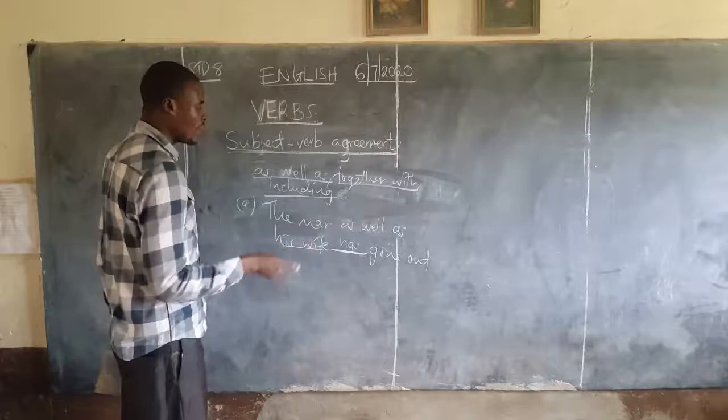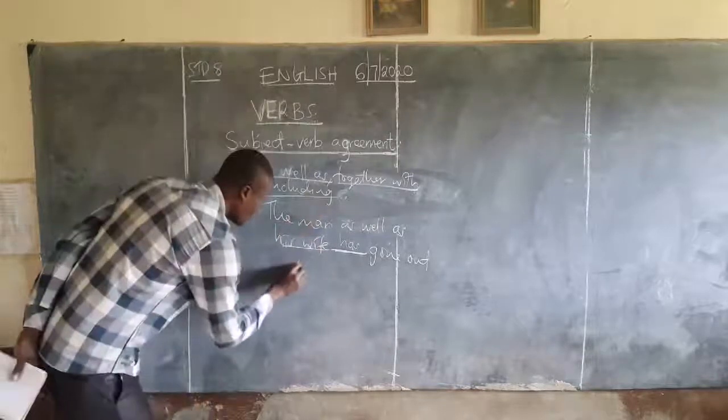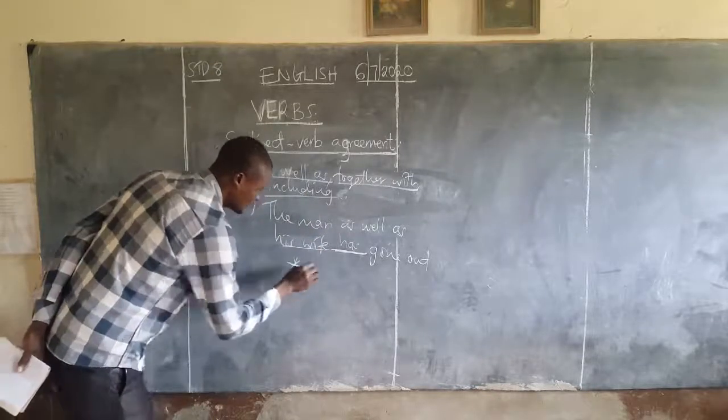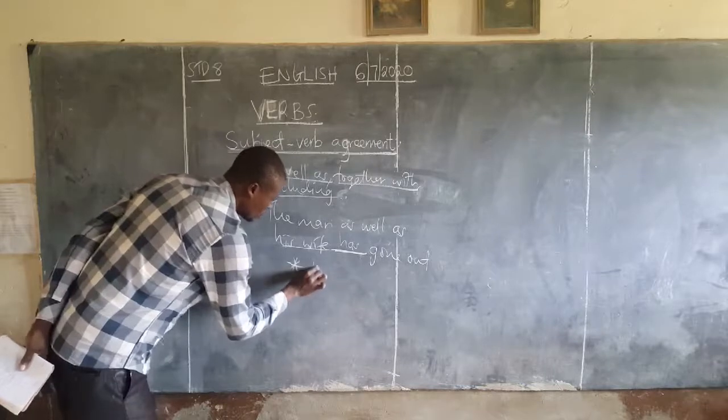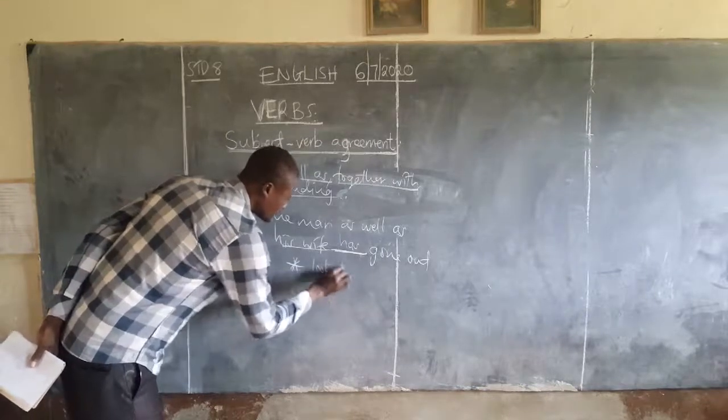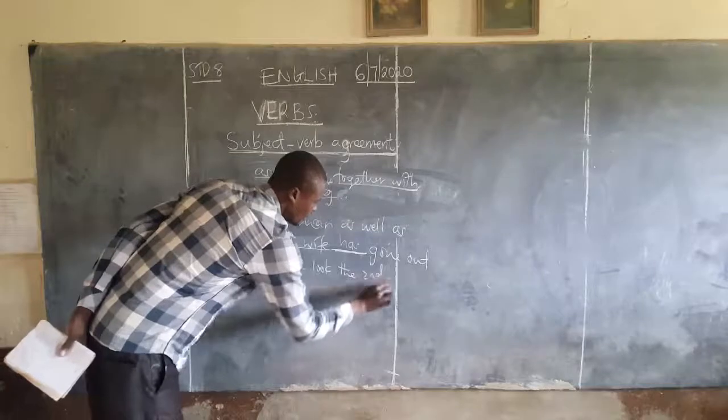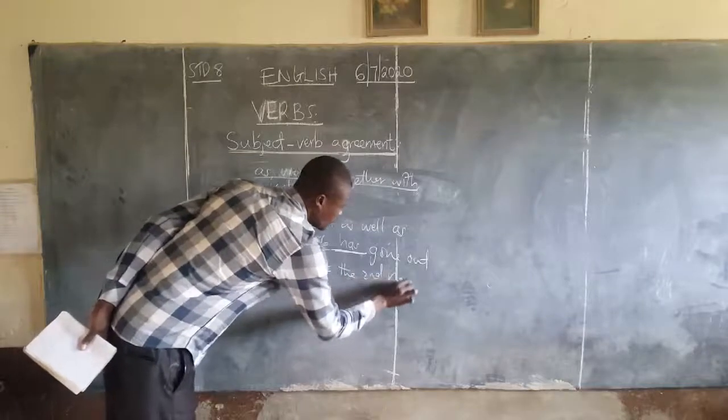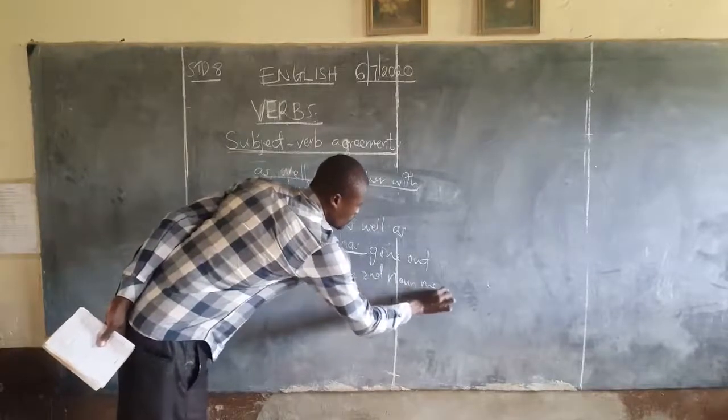So in this level, we look at the second. Here, mark that word, let me put an asterisk. Here we look or consider the second noun mentioned.